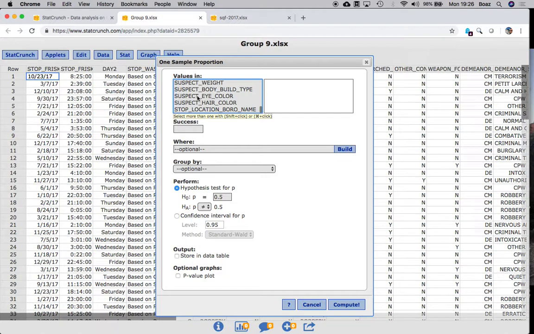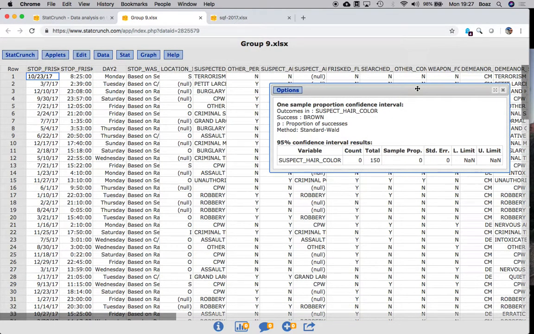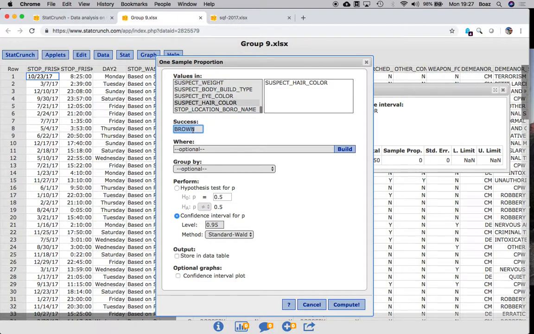So let's say I wanted to say, okay, what is my confidence interval for the proportion that had, I don't remember what all of our different hair colors were. I will say brown hair. So suspect hair color being brown. And we just want a confidence interval for p. I'm going to use the 0.95 and leave this as the standard Wald method for doing that. And when I hit compute, it didn't give me anything because apparently there were no suspects with brown hair color. So maybe it was black, or maybe they had something else there. Actually, I think it was BR for brown.